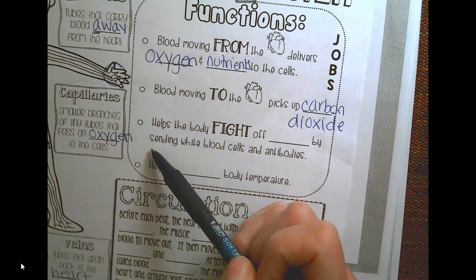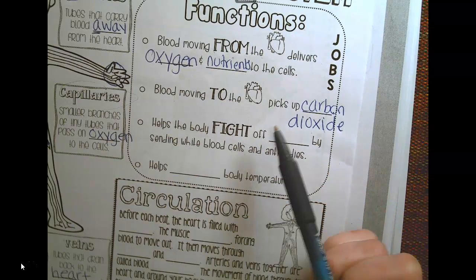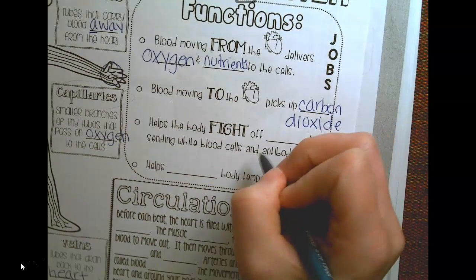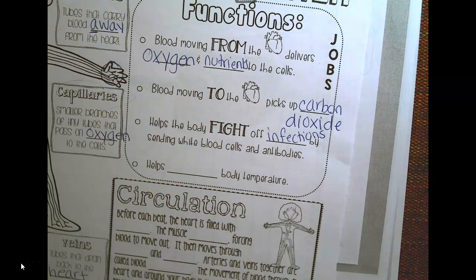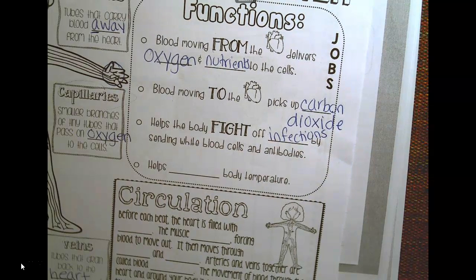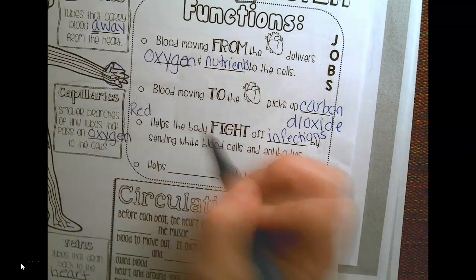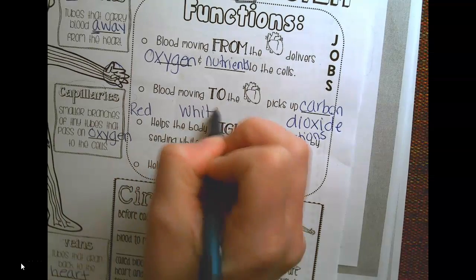The circulatory system helps the body fight off infections by sending white blood cells and antibodies. So you have two big categories of blood cells. You have red blood cells. You don't have to write this. And you have white blood cells.